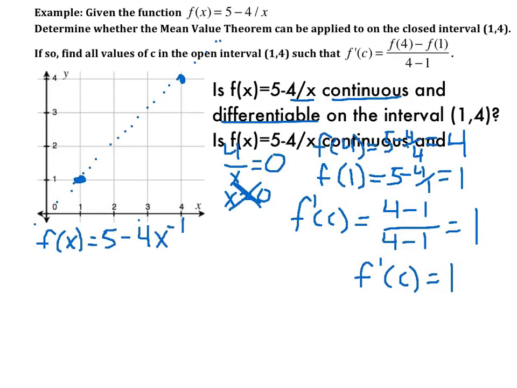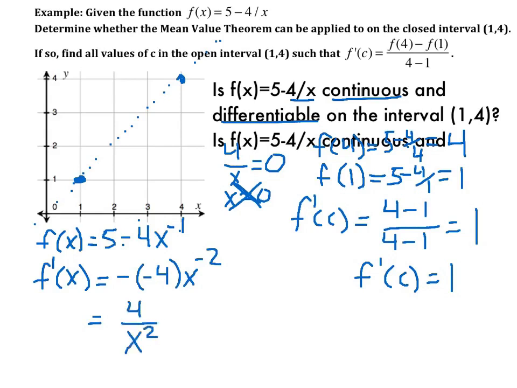Now we can use the power rule. So f prime of x is going to equal, well, negative 1 times negative 4 gives me positive, so we have negative times negative 4. And this is going to be x to the negative 2. And I'll just rewrite this now as 4 over x squared.